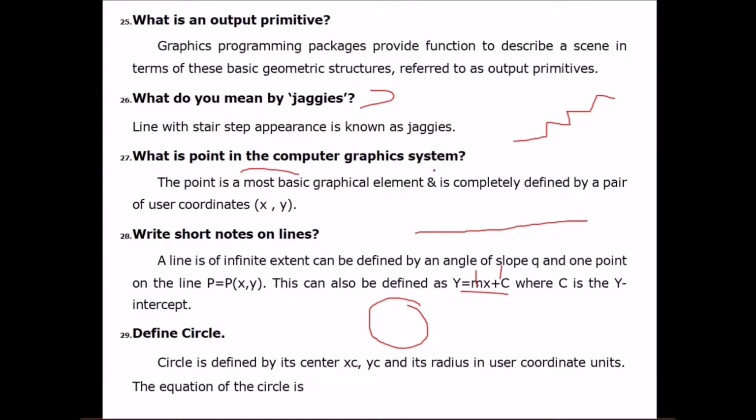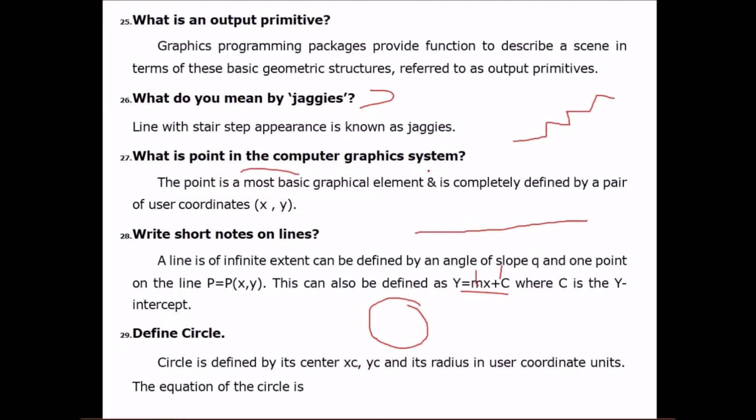So the equation of the circle is given by (x - xc)² + (y - yc)² = r², where xc and yc are the coordinates of the center point, and r is the radius. So a circle can also be termed as the locus of a point. The locus of points having constant distance from a single point is known as a circle.